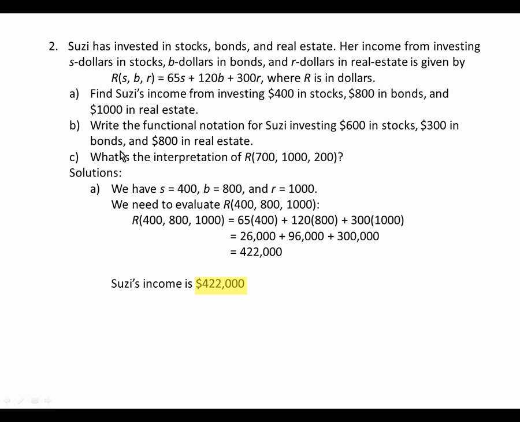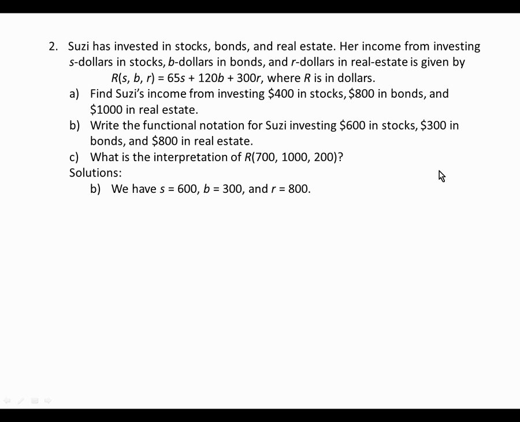Okay, for part B, write the functional notation for Susie investing $600 in stocks, $300 in bonds, and $800 in real estate. So according to this problem, our S is 600, right? That's the stocks. The bonds is 300. And real estate is 800. So we're looking at R of 600, 300, 800. That's the functional notation. Again, don't evaluate it. Don't forget your parentheses. Don't forget your commas.